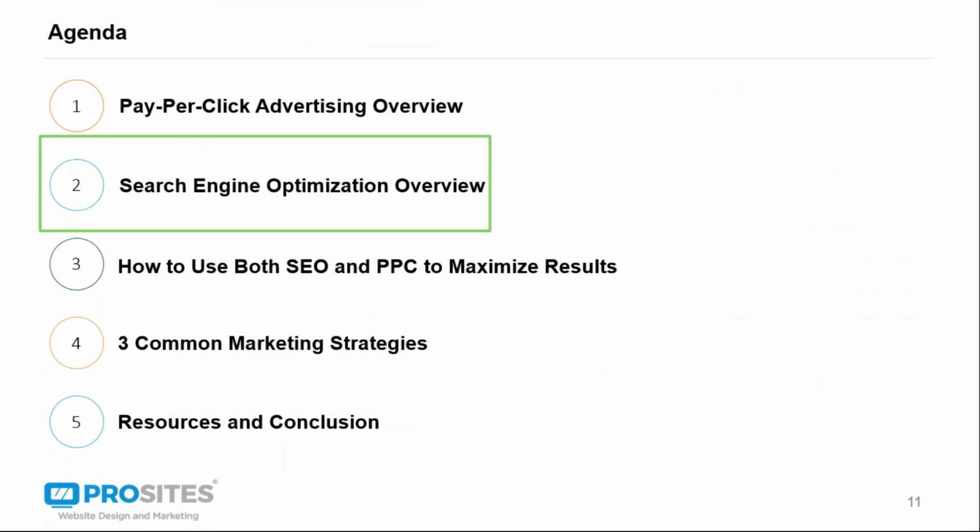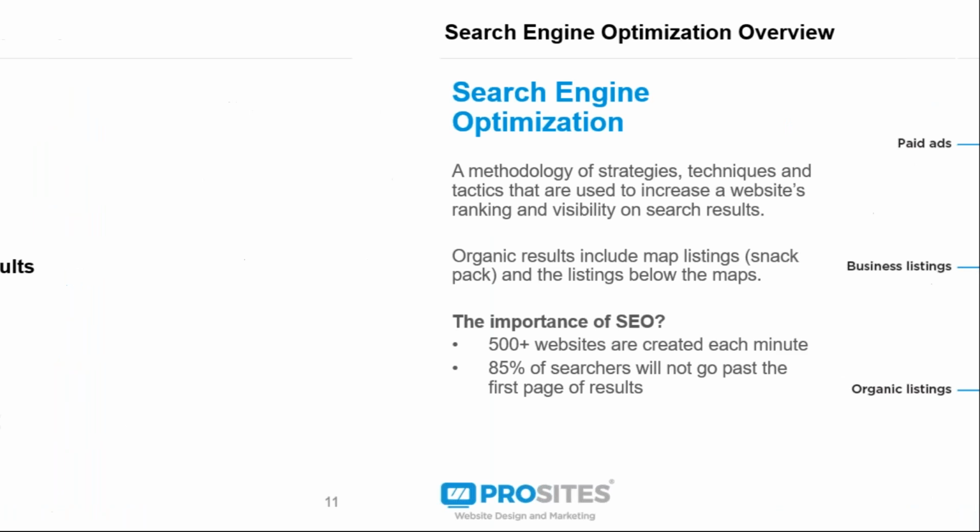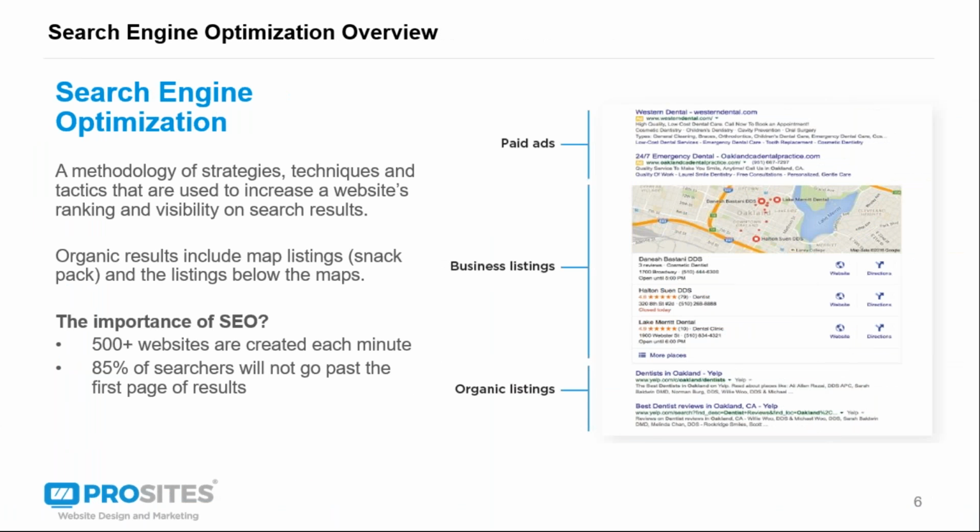Okay, so let's go on to search engine optimization. So search engine optimization is a methodology of strategies, techniques, and tactics that are used to increase a website's ranking and visibility in search results under the paid ads. So basically, a page is structured where ads appear typically at the top, usually, and then since this is a local search, typically what you'll see is business listings here from Google Maps.